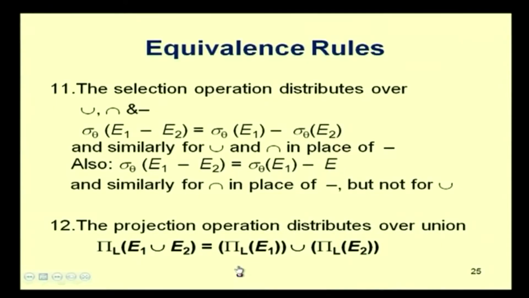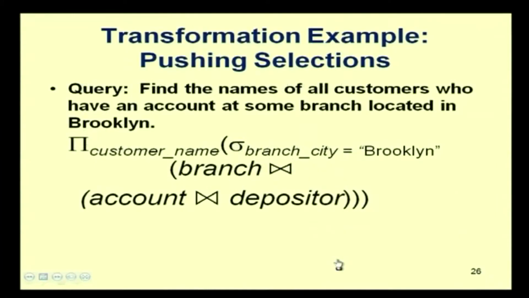The next equivalence rule is that the selection operation distributes over union, intersection and set difference. So, select of theta, where theta is the condition, on E1 minus E2 is equal to select of theta on E1 minus select of theta on E2, and similarly for union and intersection. The projection operation distributes over union. So, suppose you have this projection operation and this union, you can write the projection of this union as the union of the projections of each. So, let us take some example to actually find out what we are trying to do.